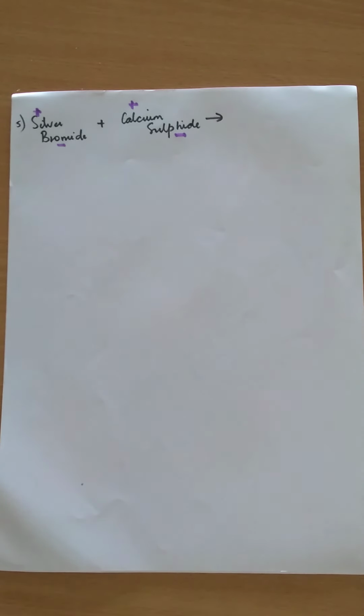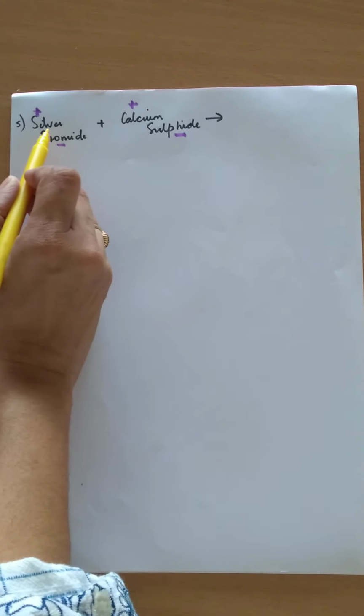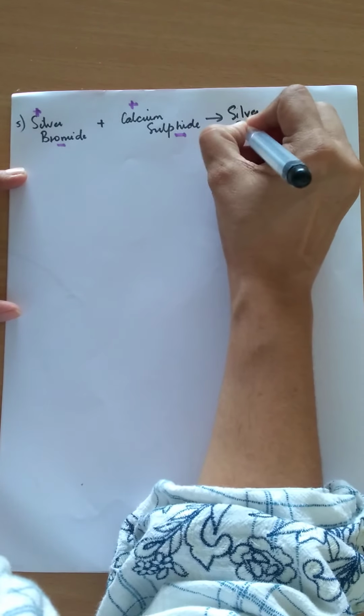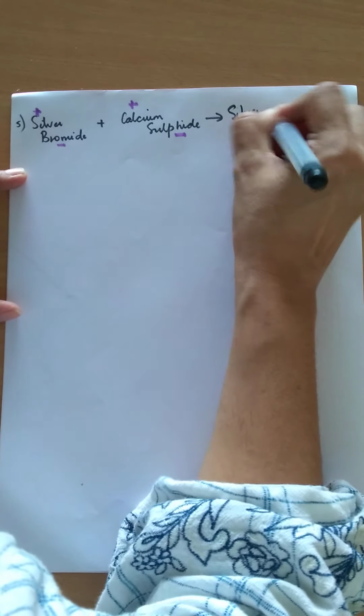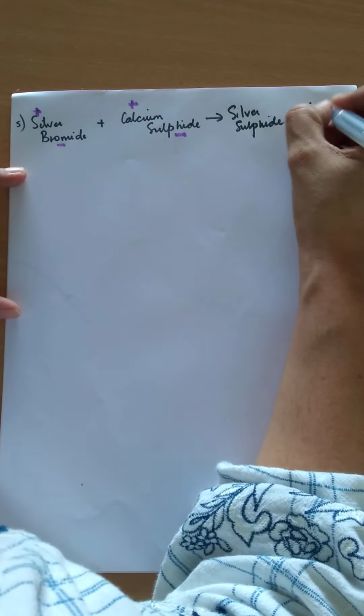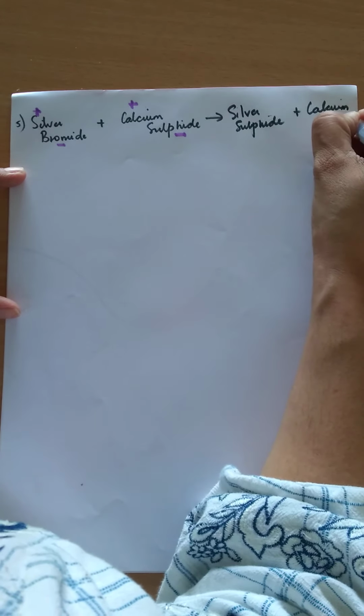So, in this case, the positive ion of one compound will react with the negative ion of the second compound and form the product. So, silver with sulfide will give you silver sulfide, and calcium with bromide will give you calcium bromide. Is that clear to all of you?